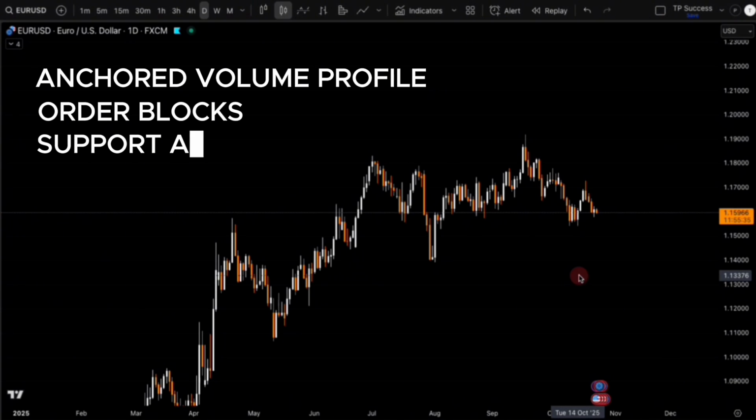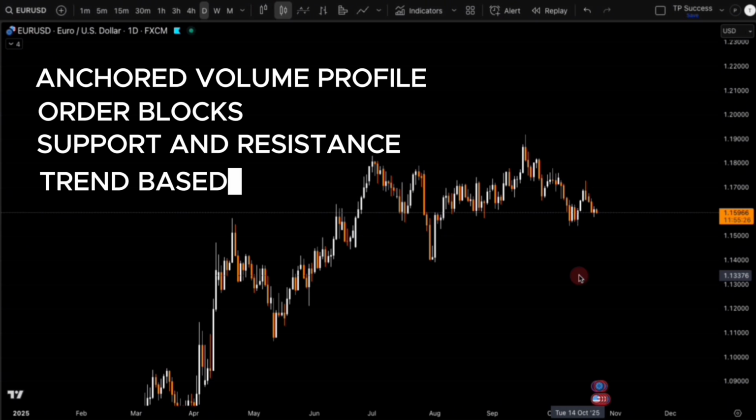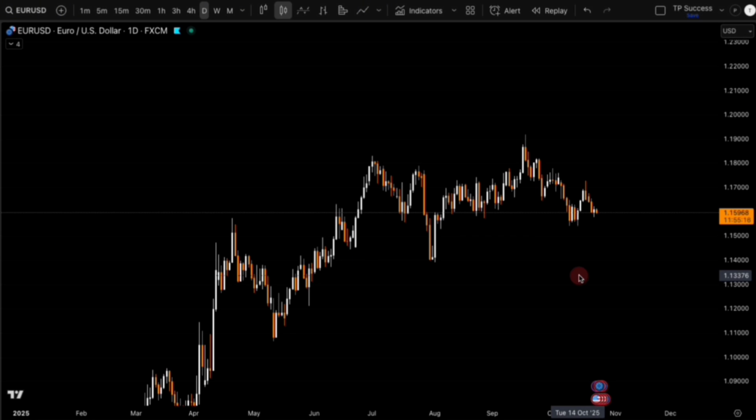Support and resistance is a given. These are things that we naturally use in the market, so they're going to be incorporated, as well as fib levels that I'll be adding. Okay, so these are the things we're going to be using to help us make the best decisions possible in the markets. So with that said, let's go straight into it.